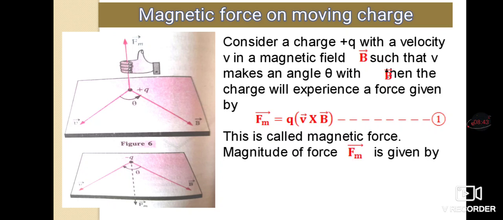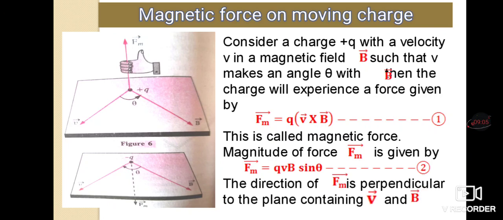The magnitude of the magnetic force Fm is given by, sorry, the vector form is not written here, it is misprinted, so you only have to take Fm is equal to qvB sin theta. This is the magnitude, because it is a cross product. Then the direction of Fm is perpendicular to the plane containing v and B. So always the direction of the magnetic force is perpendicular to the plane containing the velocity and the magnetic field.